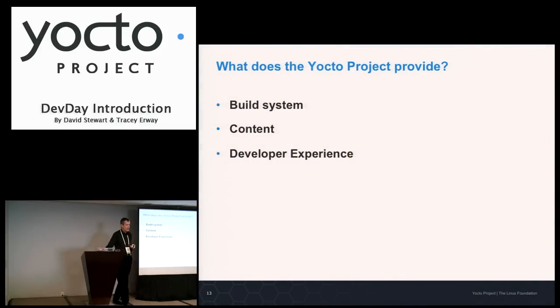As I said, I usually describe it as build system, content, and developer experience. It's actually more than that because we also have documentation, BSPs, and QA that gets done. We put out a release every 6 months, and we're coming up on our sixth release in April, so we've been bringing those out pretty much like clockwork. We also bring out maintenance releases, primarily for security CVEs and other important patches that are needed.